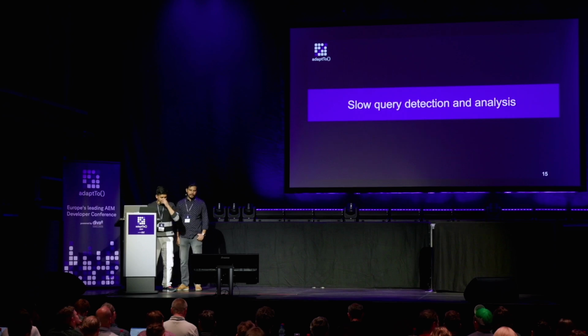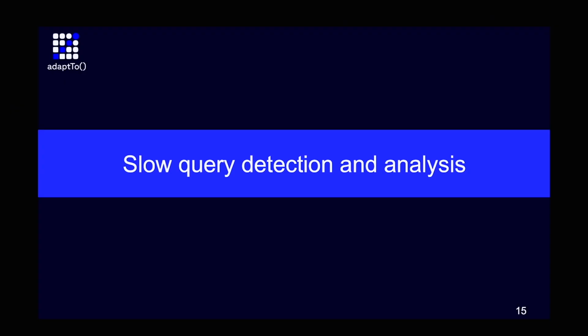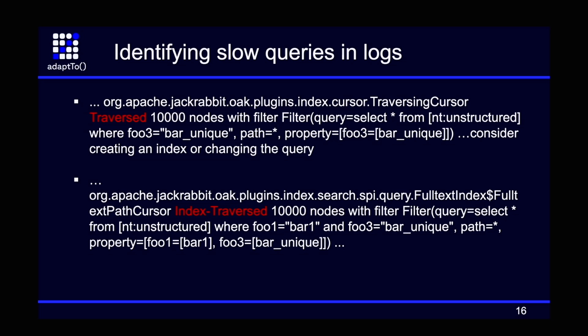Okay, so now we'll talk about slow query detection and analysis. Much before a query actually reaches a state where it'll start getting timed out, you'll see such logs. There are a couple of different snippets over here. In the first one, I have logs which are from a traversing cursor. Basically, it indicates that the query is not picking up any index and doing a repo traversal. And the second one is index traversed, which means that it is picking up an index, but it's not an optimal usage and it still needs to traverse the result set.